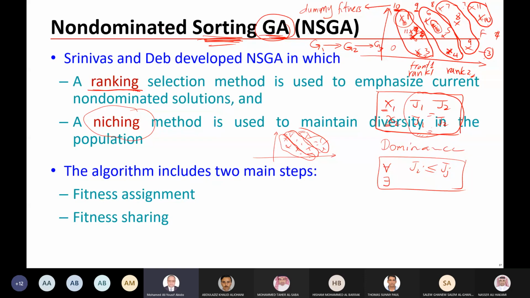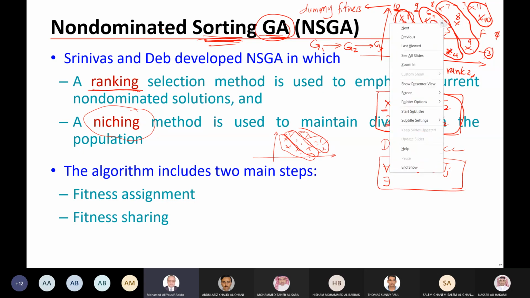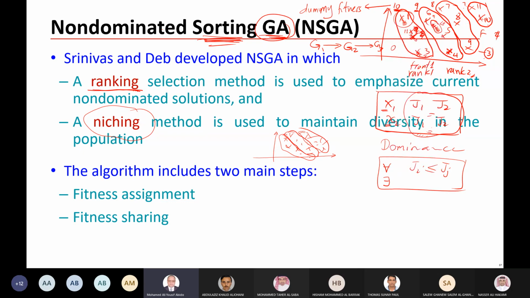So when you select 2 solutions within the same front, you will prefer this one over any one of the solutions here. The fitness here is 9. The fitness here will be less than 9. And we have so many solutions in this area.